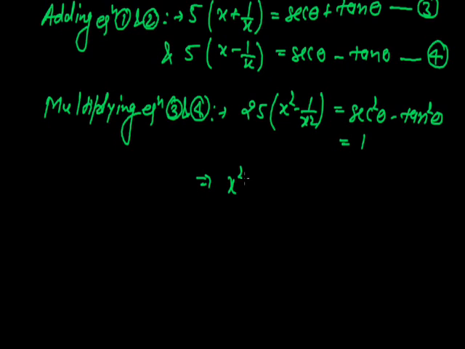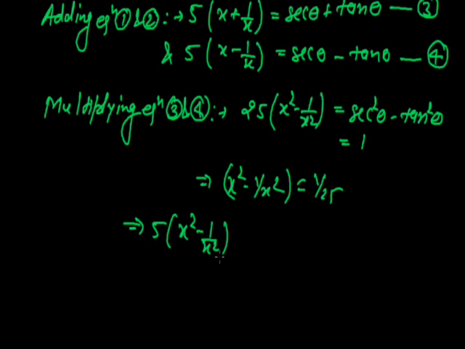Now from here we have the value of x square minus 1 upon x square is equal to 1 upon 25, or we may say that the value of 5 into x square minus 1 upon x square is equal to 5 into 1 upon 25, that is 1 upon 5. That is our answer.